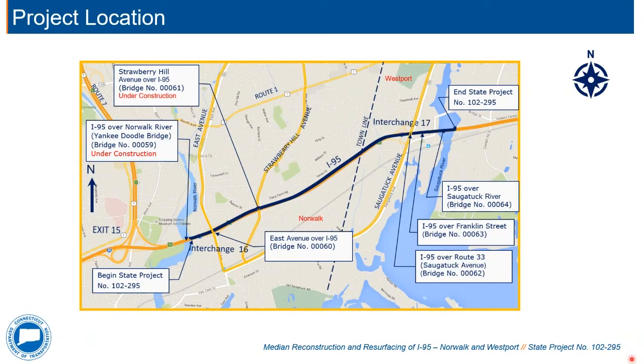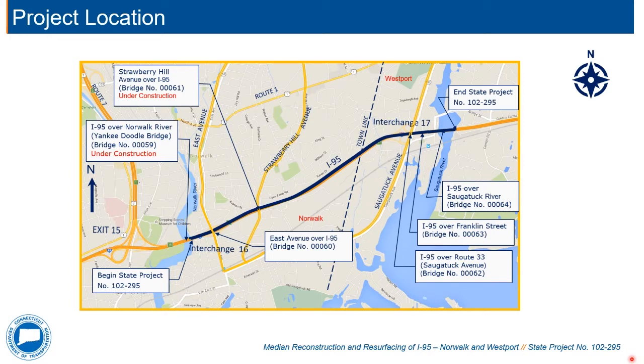Project 102-295 generally encompasses an approximate 2-mile stretch of I-95 in Norwalk and Westport. It begins at the eastern edge of the Norwalk River, which is located just west of interchange 16, and continues to the eastern edge of the Saugatuck River, encompassing the bridge carrying I-95 over the Saugatuck River.